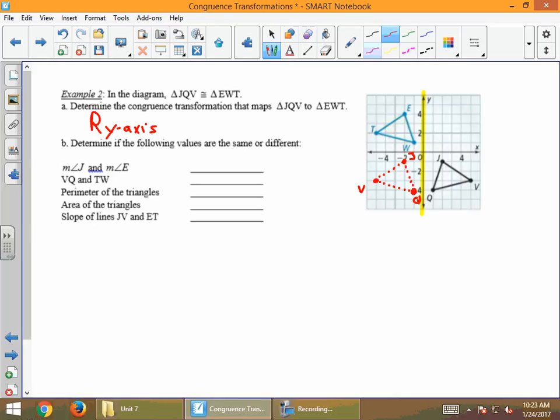All right, cool. Well, obviously, that newly reflected thing is not in the same location as the blue one. But now they're oriented the same way, meaning they're facing the same way. The J's on top, E's on top. V's over here to the left, T's over here to the left. Q's on the right side, W's on the right side. They're on the right area, but they're not sitting on each other.